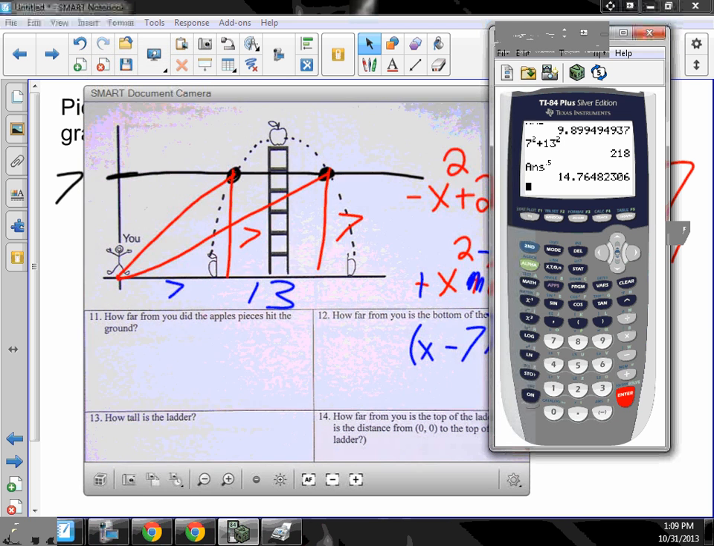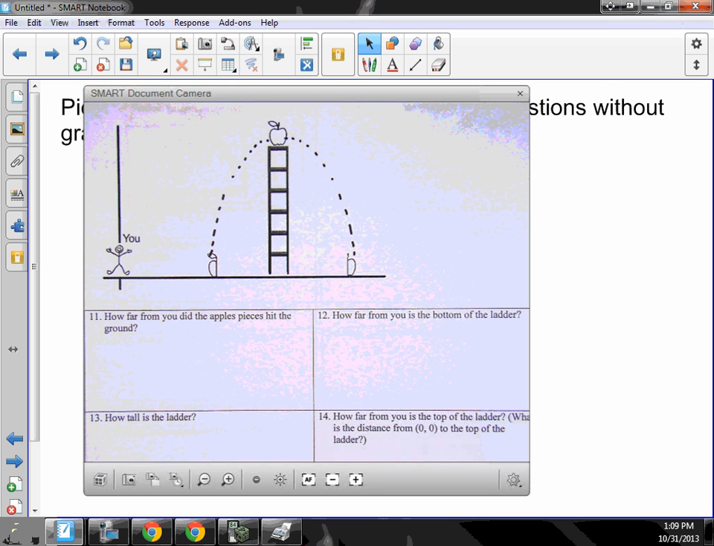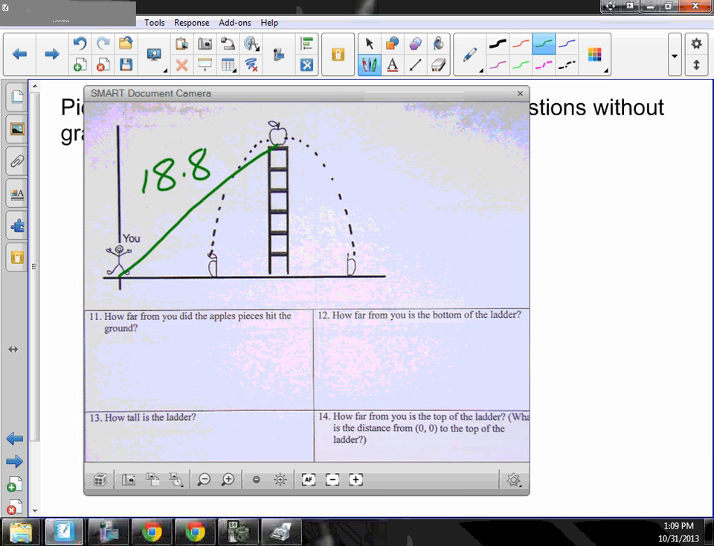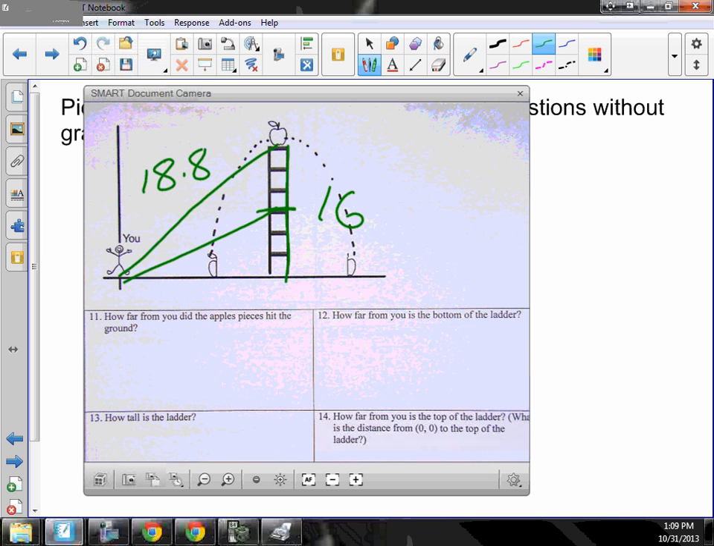How far from you is the middle of the ladder? So this distance is 18.8. If I take my 16-foot ladder and I cut it in half, what do you suppose the distance is going to be? Is it going to be half of 18.8? Why not? If I cut the ladder in half, shouldn't the distance cut in half too?